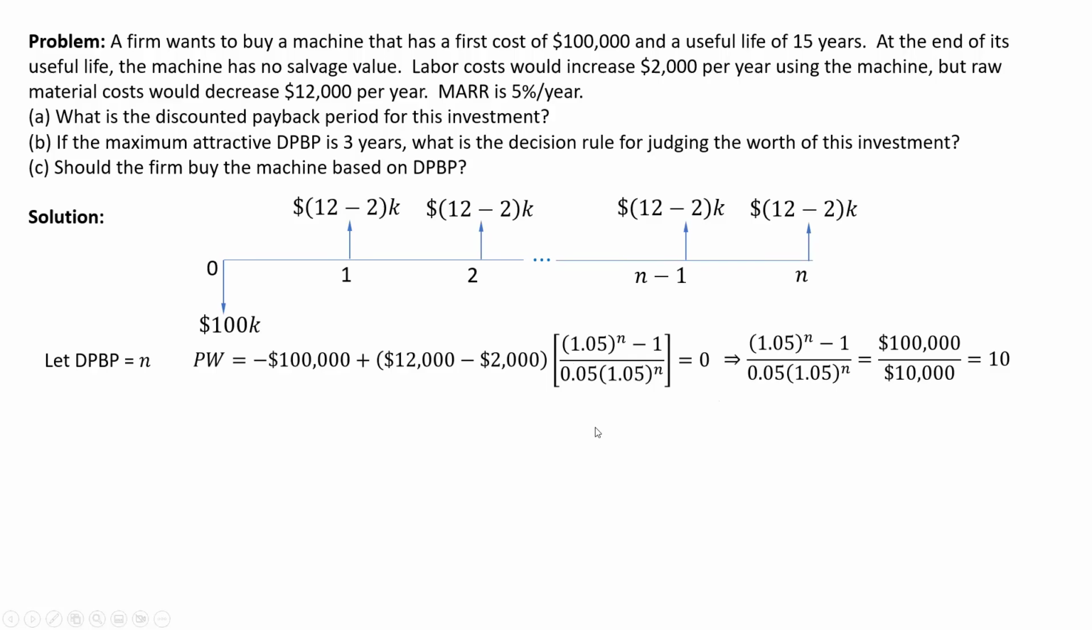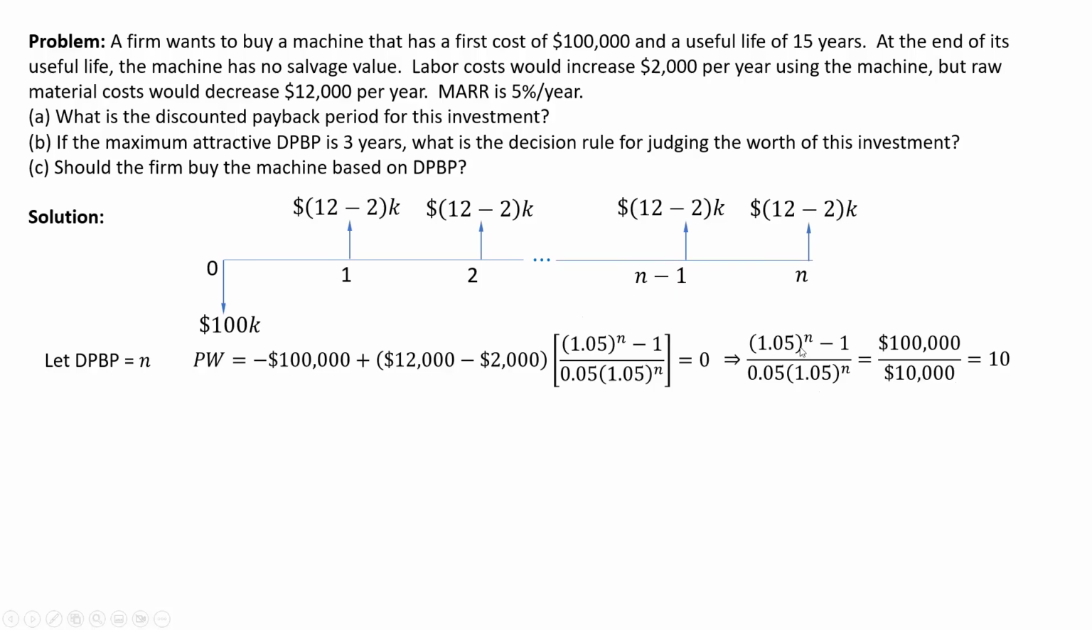So in order to find n, I'm trying to figure out what everything inside the square bracket is equal to. So this should equal 0. I add 100,000 to both sides and then divide both sides by this 10,000, right? And that should give me this factor. Cool. 100,000 divided by 10,000 is 10.